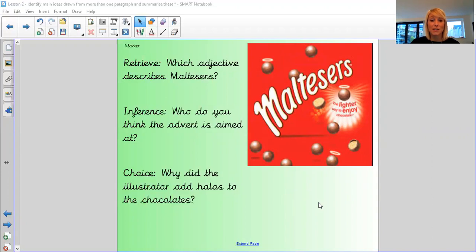So my first question is, which adjective describes Maltesers? So that's our retrieval question. You just need to look at the picture, read the words, and see if you can pick out the adjective for me. The second question is, who do you think the advert is aimed at? Okay, so whoever made the advert, who are they aiming it to appeal to? And the third question is, why did the illustrator add halos to the chocolates? So think about the choices that the designer made when they created this image for advertising Maltesers.